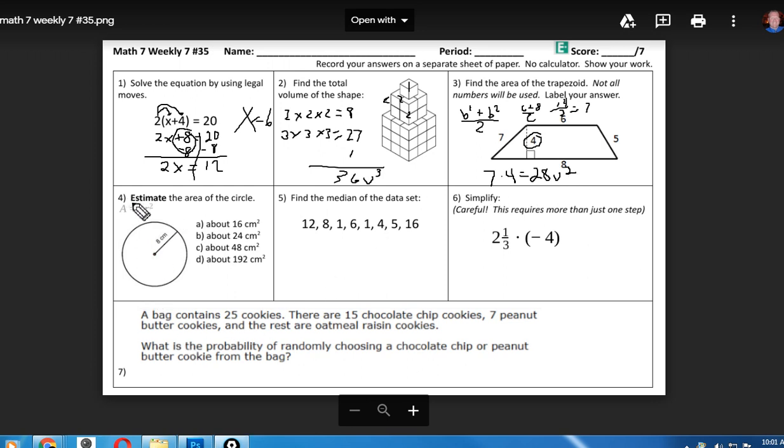Okay, here we go. Estimate the area of the circle. To find area, we use area equals pi times r squared. So here we go. We have our radius here, which is 8. So to square it, we need to say 8 times 8, and that equals 64.